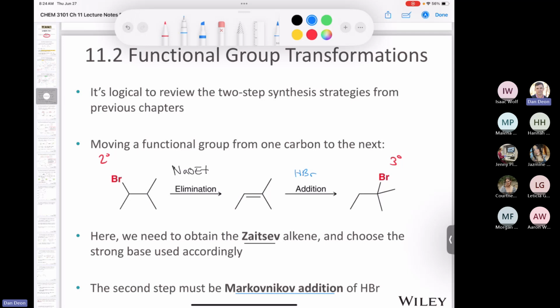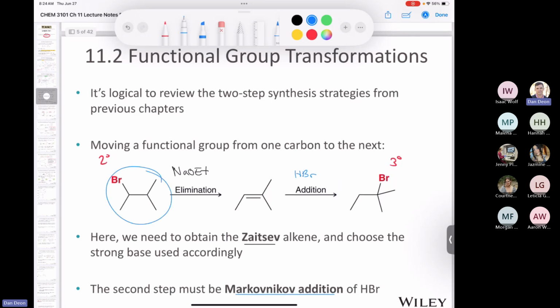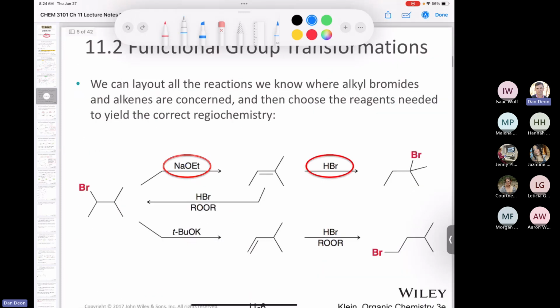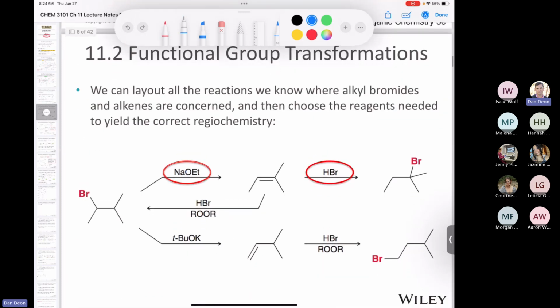So let's say you couldn't buy this compound, but you have this compound. Well, then you just do a couple of reactions and you can make it. And this is kind of the mindset of an organic chemist: what can I make? What's something new that I could do here, right? Trying to push the frontiers of science. So it says we can lay out all the reactions we know where alkyl bromides and alkenes are concerned, then figure out the reagents needed to move the bromine around. So we just looked at this one here, going from here to here.